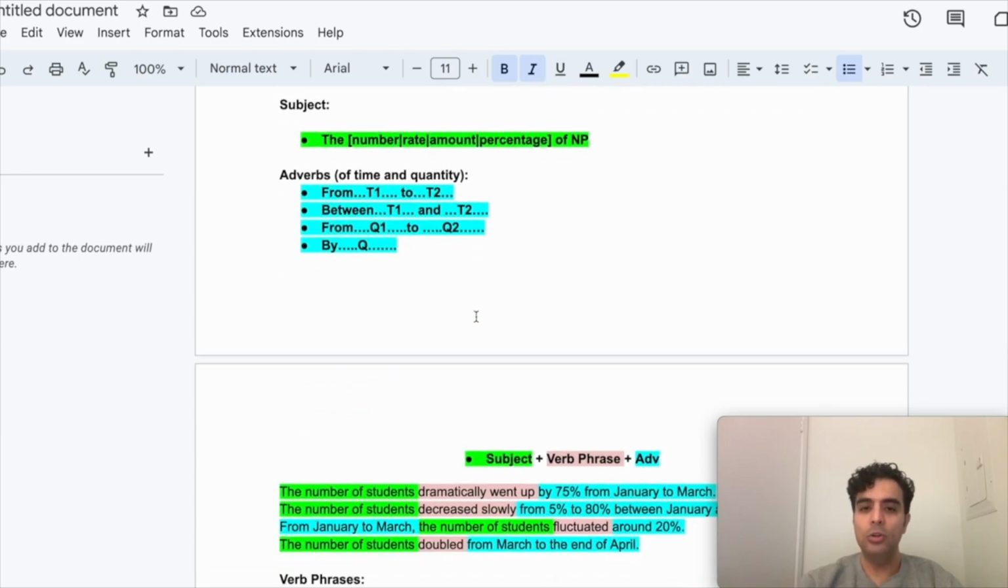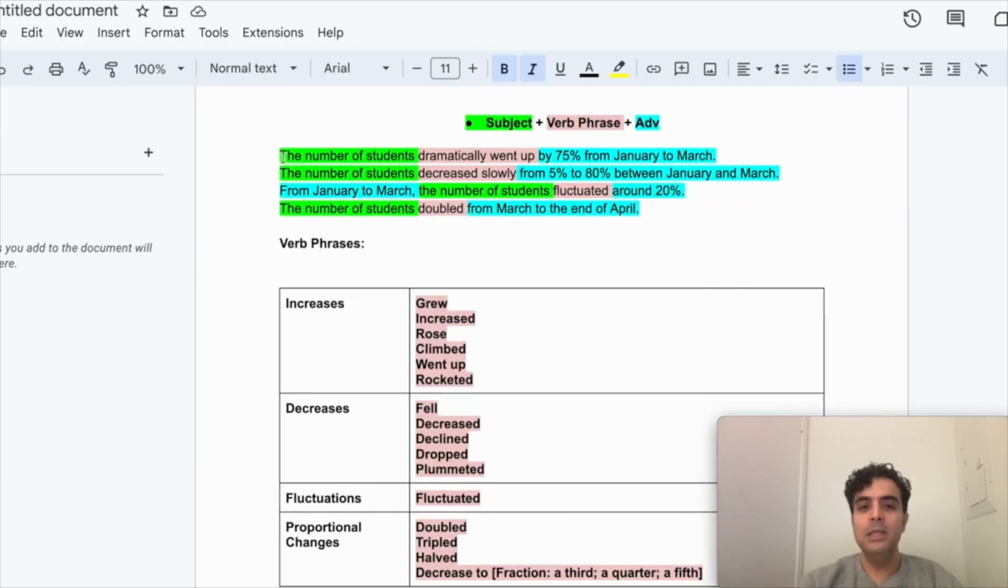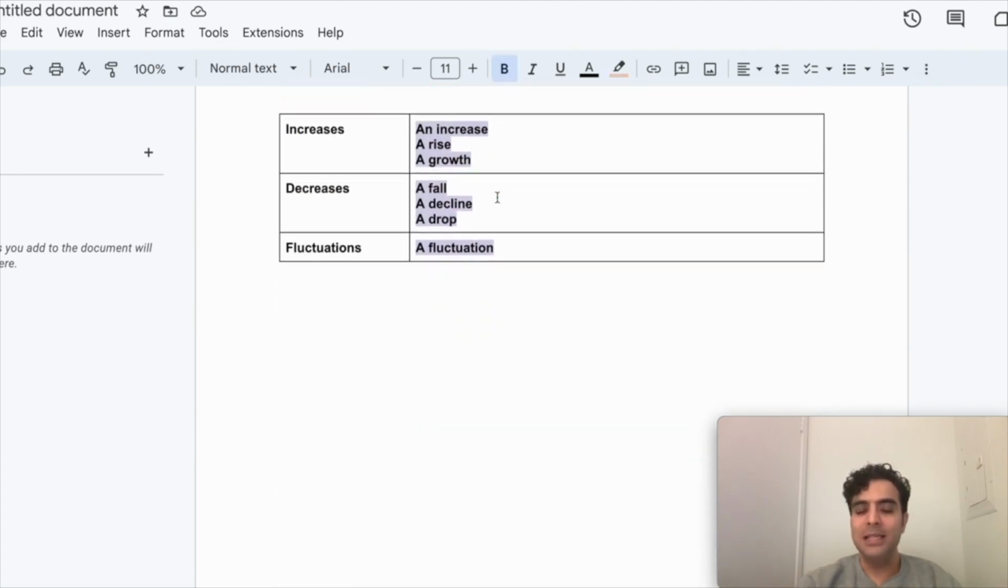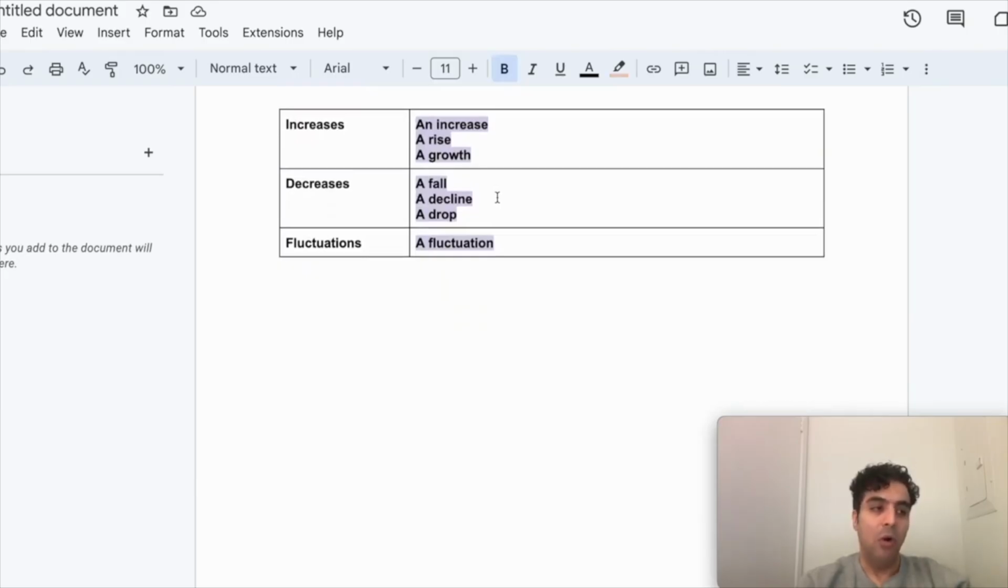The same thing is also true for structures that are following the verb phrase construction. How is that done? I'll show you. So for example, you could say the number of students dramatically went up by 75% from January to March. And then in the next sentence, you say, next, it decreased slowly. So as you can see, instead of saying the number of students again and repeating myself, I very simply used the pronoun it to replace it. And so the sentences read better and there's less redundancy involved.